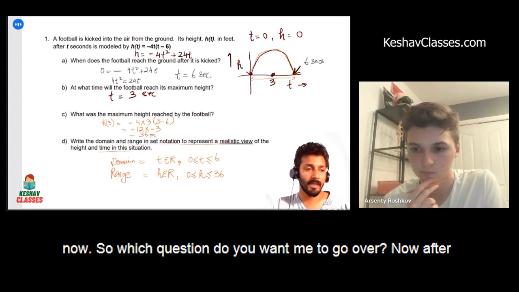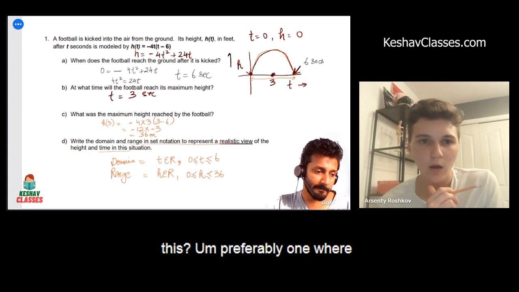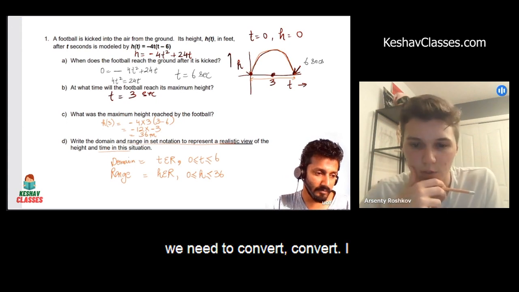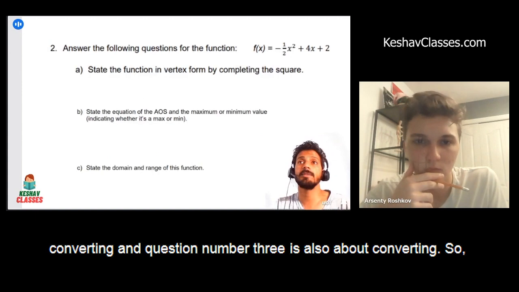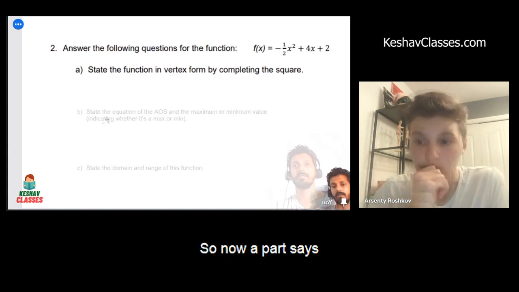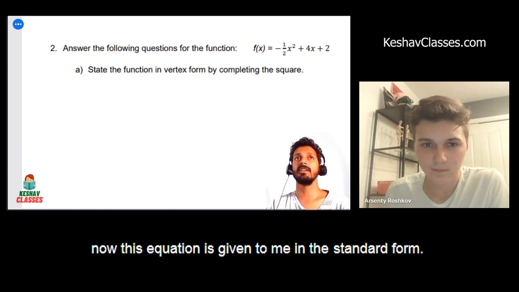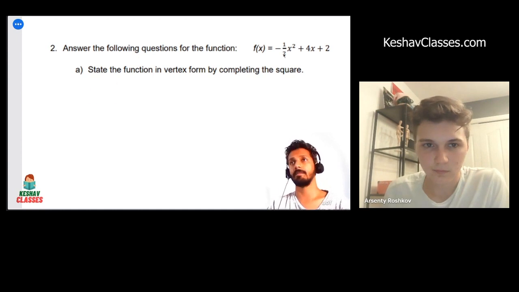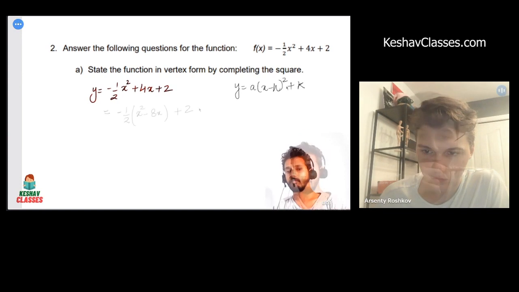Oh. So which question do you want me to go over now after this? Preferably one where we need to convert it to a certain form. Okay, I think question number 2 is also about converting, and question number 3 is also about converting. So now, part A says, this equation is given to me in the standard form. Now, convert it into x minus h whole squared plus k.